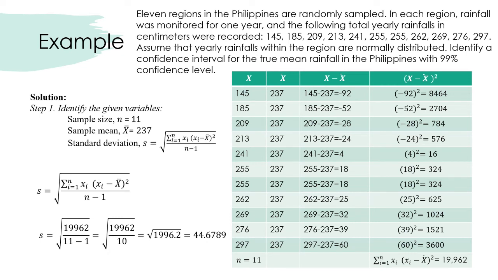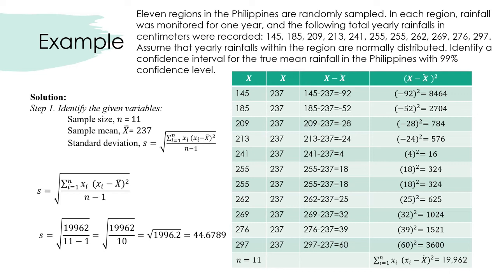Okay, so now let's have our fourth column, that is x minus x bar squared. We will just square the difference in our third column. That is for the first line, negative 92 squared. We will now have 8,464. For the second line, we have negative 52 squared. We will now have 2,704. For the third line, we will now have negative 28 squared.